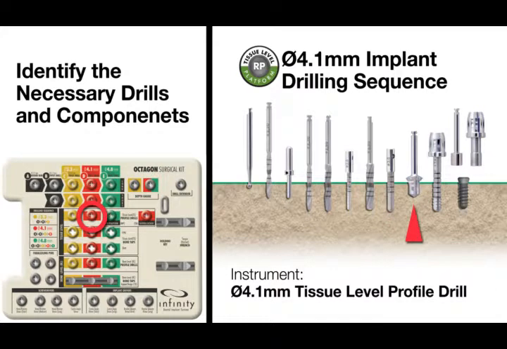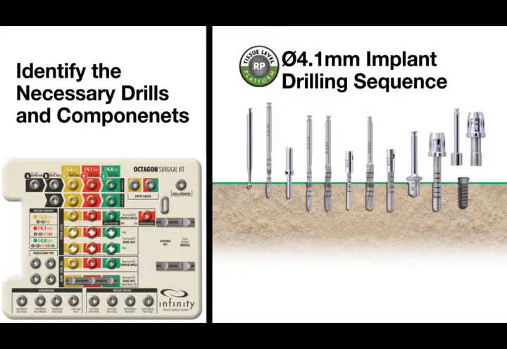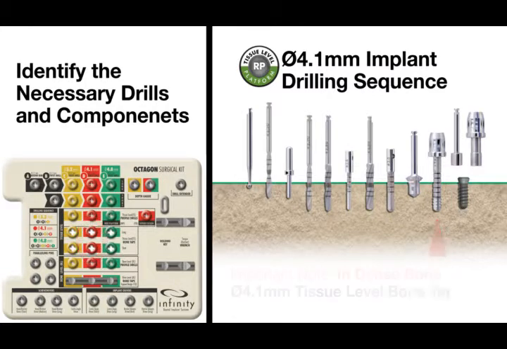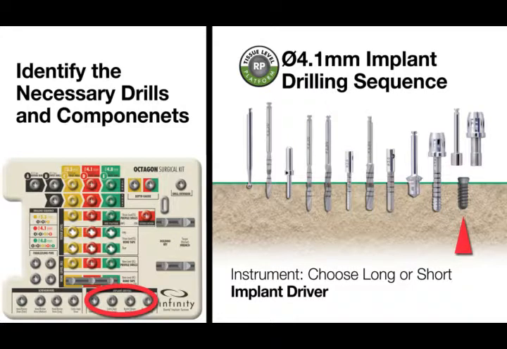Eighth, choose the 4.1 mm diameter tissue-level profile drill from column D, marked in red on the surgical tray. Ninth, for dense bone cases, choose the 4.1 mm diameter tissue-level bone tap from column D, marked in red on the surgical tray. 10th, choose an implant driver from the bottom right area of the surgical kit. The surgical kit includes both short and long contra-angle delivery drivers and ratchet implant delivery drivers.